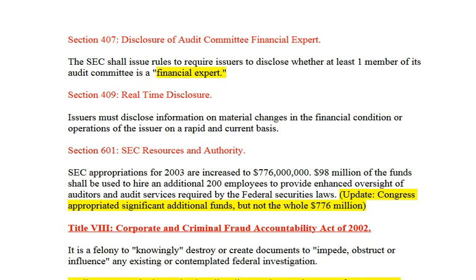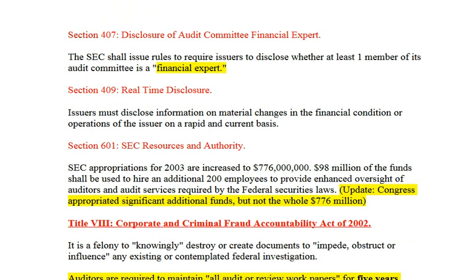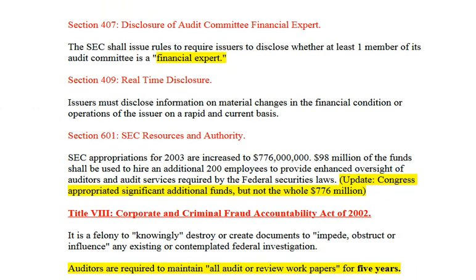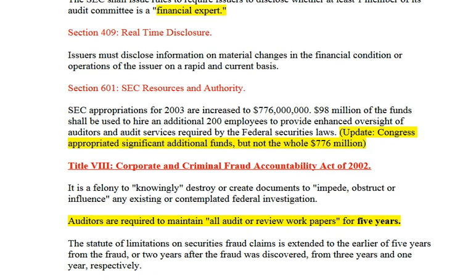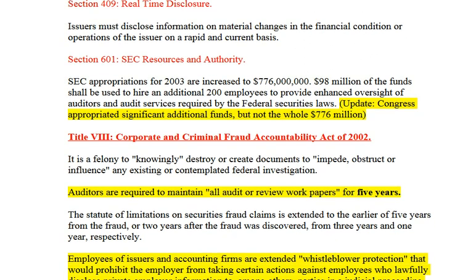Section 407. Disclosure of audit committee financial expert. The SEC shall issue rules to require issuers to disclose whether at least one member of its audit committee is a financial expert. Section 409. Real-time disclosure. Issuers must disclose information on material changes in the financial condition or operations of the issuer on a rapid and current basis.